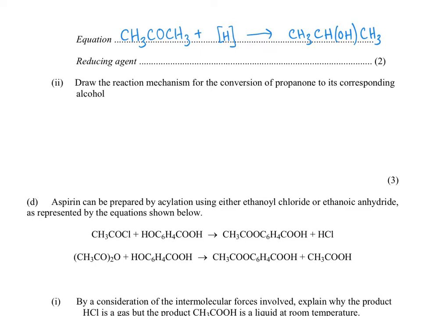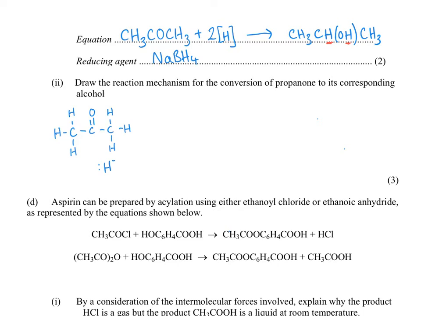So that means we've added 2 hydrogens to this molecule, one in the alcohol group and one attached to the carbon that had the double bond oxygen on it, which means we've got to make sure the equation is balanced. A suitable reducing agent would be sodium borohydride. It's also acceptable to put lithium aluminium hydride, but sodium borohydride is the preferred.